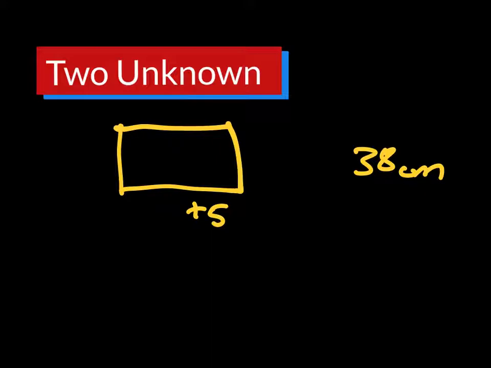So here's our rectangle. We know that the perimeter is 38 centimeters. Do we know the width? No. So let's represent that with the variable w. Do we know the length? No, but we do know the relationship between the two variables. We know that the length is 5 centimeters more than the width, so let's label it as w plus 5.